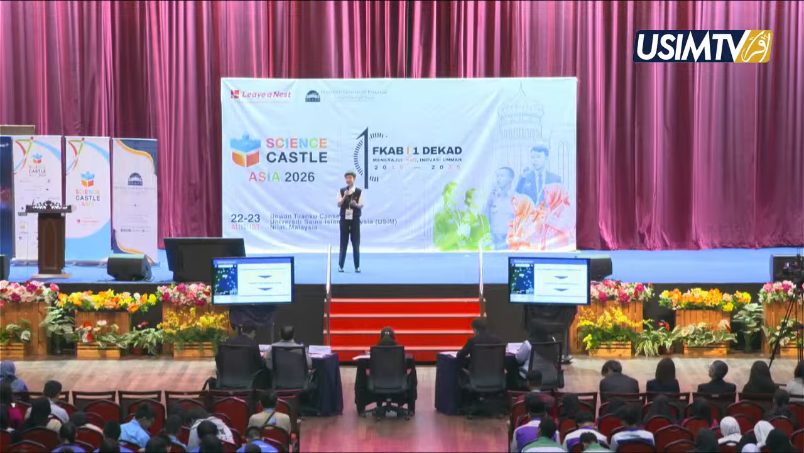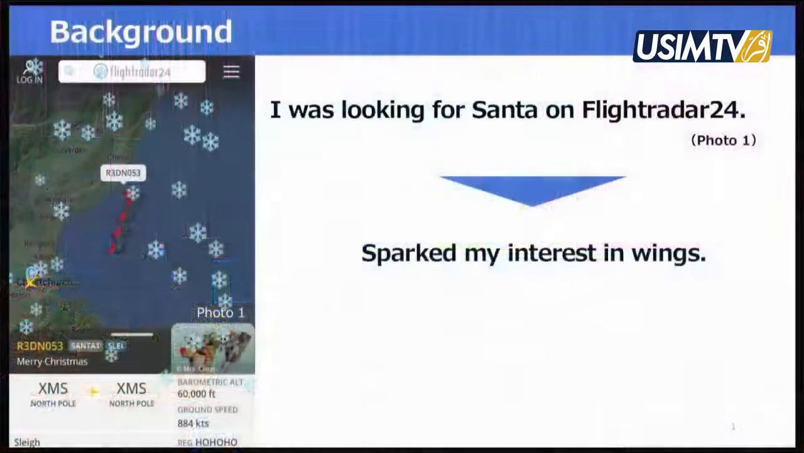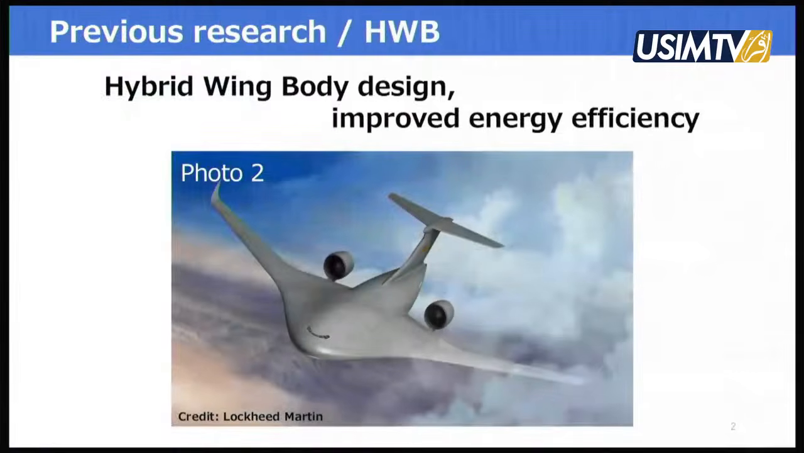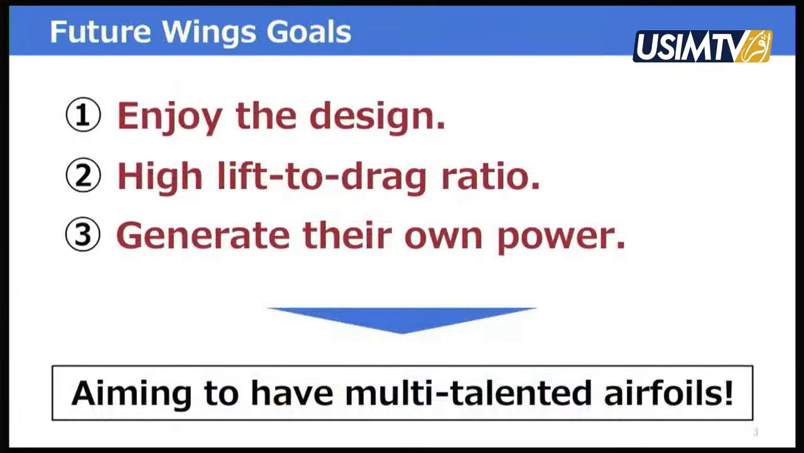And that's when I wondered why most wings are streamlined. And this is the state-of-the-art HWB design, featuring a design where the wings and the fuselage are integrated into a single unit. And that's when I wondered if these original ideas could be applied to a personal vehicle. So I would like to try making wings like the following: wings that have an enjoyable design, a high lift-to-drag ratio, and generate their own power. I'm currently researching related to 1 and 2.